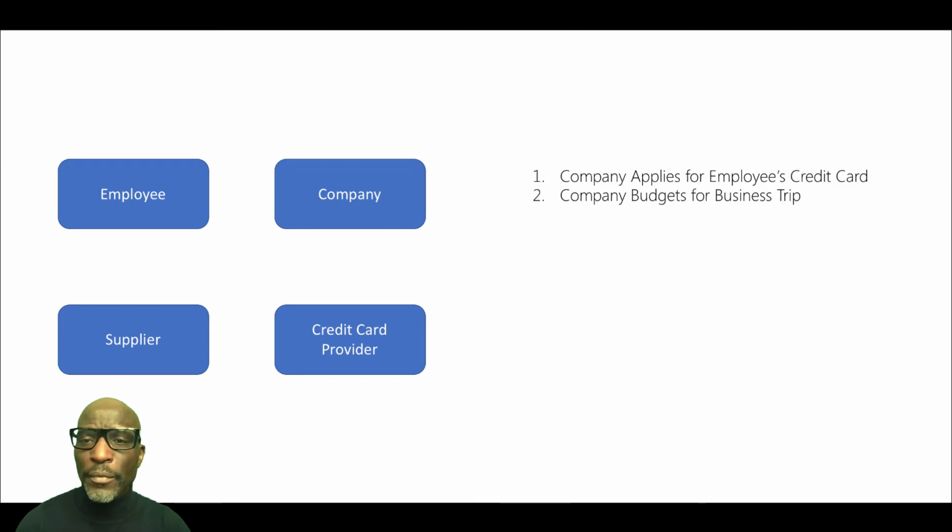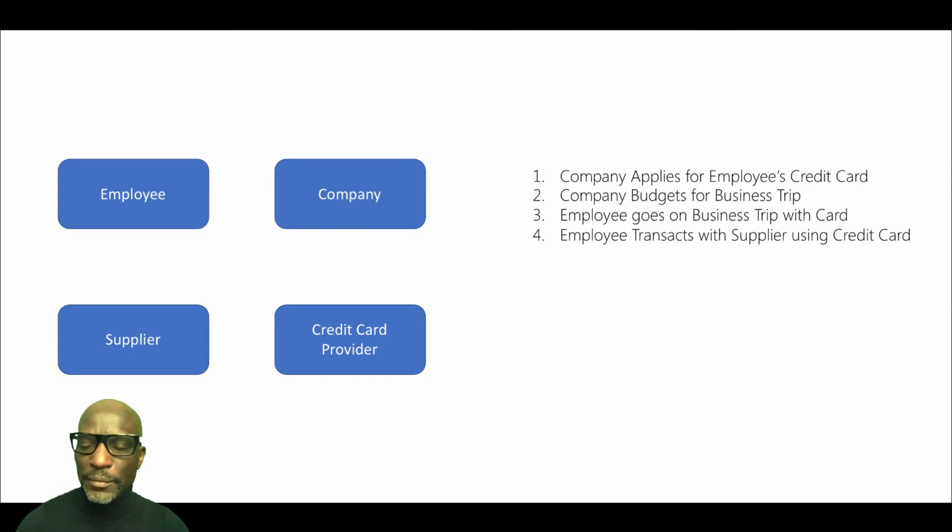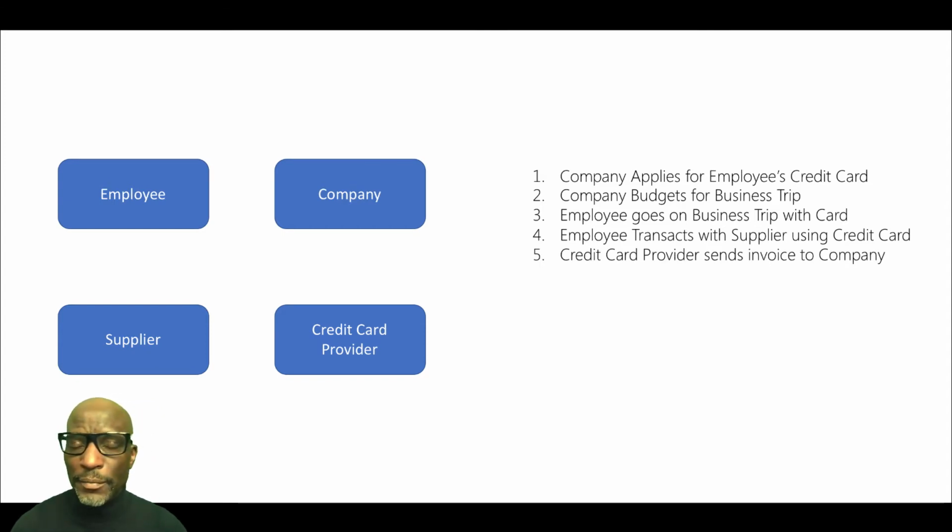The core steps in providing for this includes the company applying for the credit card on behalf of the employee, and then the company will then budget for a business trip. The employee goes on a trip with the card and then transacts with supplier using the credit card, i.e. pays for the transactions. It could be hotel expenses, it could be buying petrol, airfare, meals, and so on.